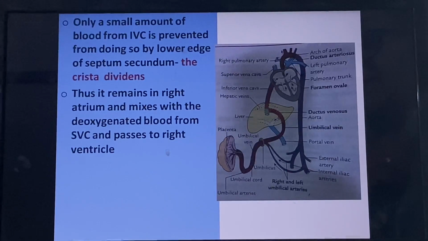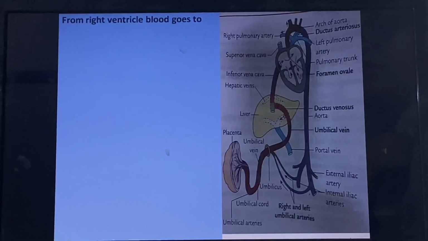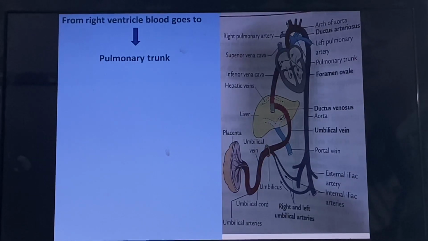Thus it remains in the right atrium and mixes with the deoxygenated blood from the superior vena cava, and it passes to the right ventricle. From the right ventricle, where does the blood go? That is into the pulmonary trunk.